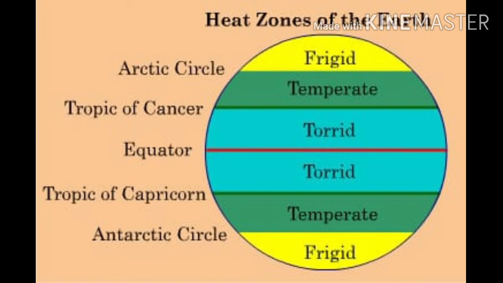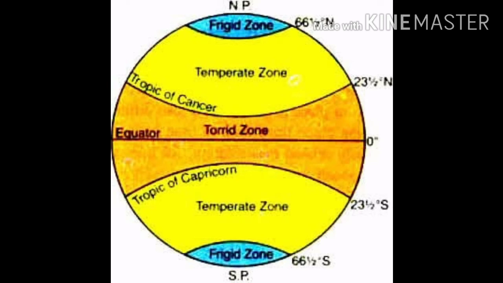This area lies between the Tropic of Cancer 23.5 degree north and the Arctic Circle 66.5 degree north. Means the temperate zone is divided into two parts, one in the north and one in the south. The south zone lies between the Tropic of Capricorn 23.5 degree south and the Antarctic Circle 66.5 degree south. You can see the image.